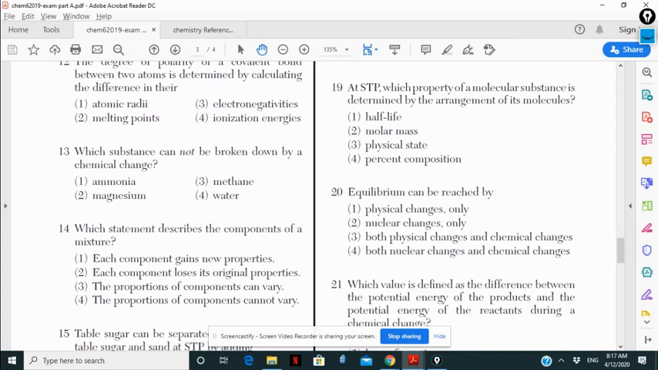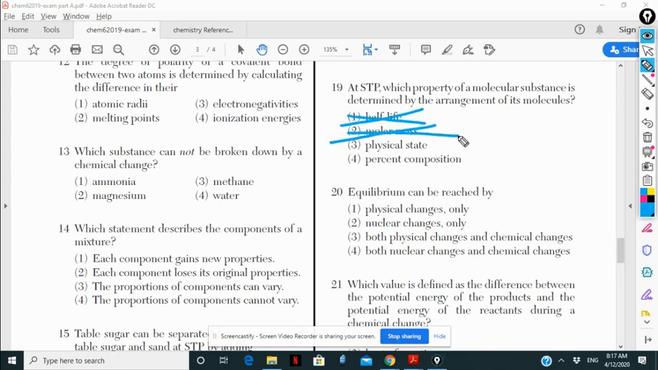Question number 19. At standard temperature and pressure, which property of a molecular substance is determined by the arrangement of its molecules? Half-life isn't affected by the arrangement. Molar mass is going to be the same. Physical state, yes, because it's going to affect the crystal shape. Percent composition is incorrect because it's going to be the same percent. So the only one is number three, physical state.